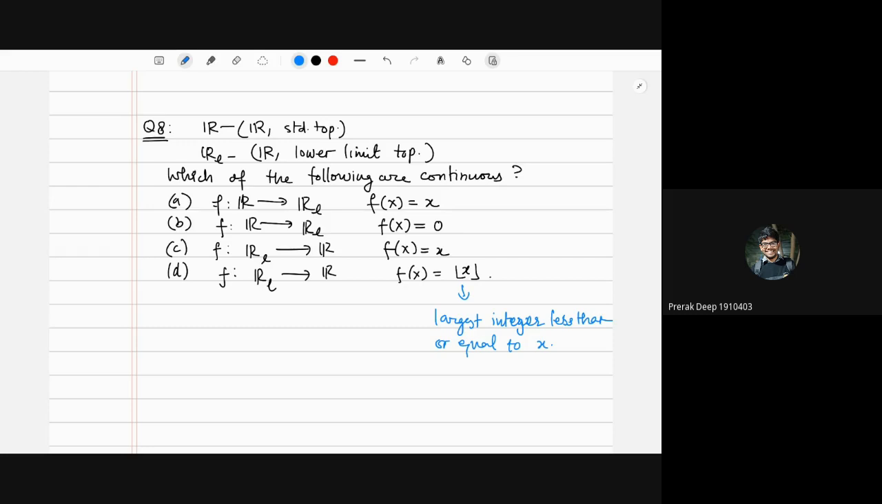Okay, let me discuss this question now. So, option A, f is a function from R to RL which is the identity function. Okay, so now we need to say whether it is continuous or not. So, what is a continuous function? The image of every open set U.